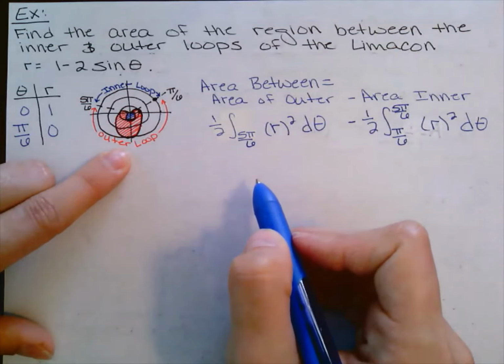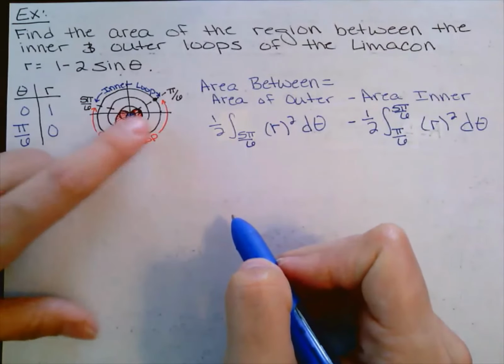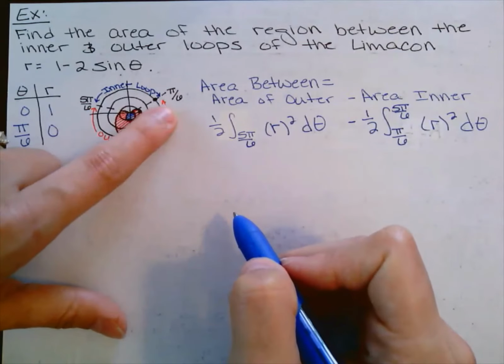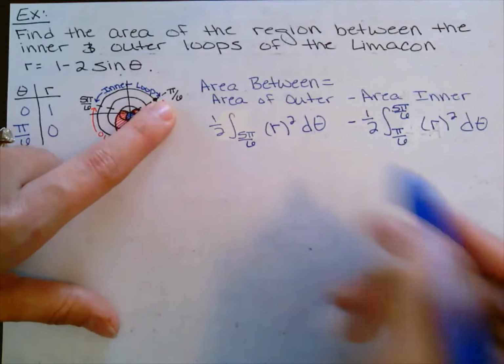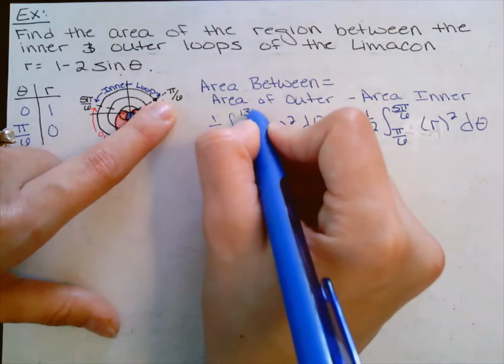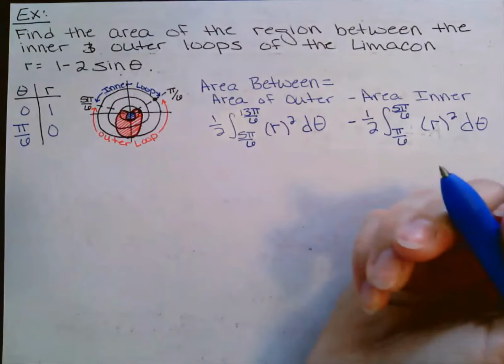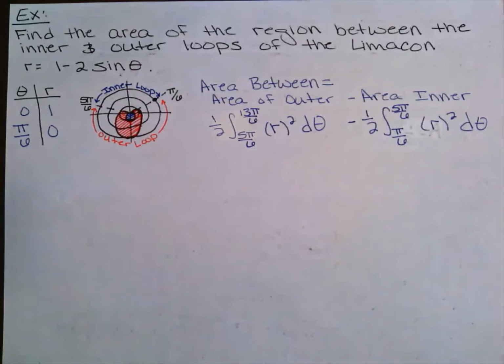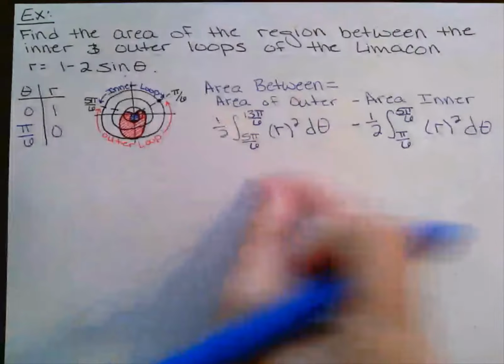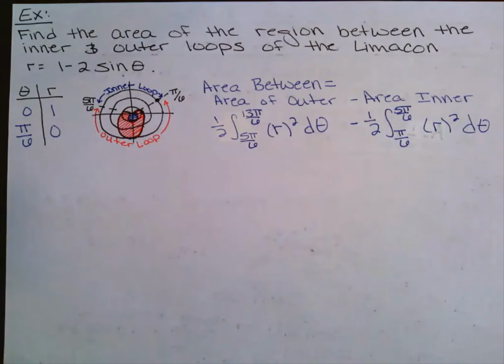So if I do pi over 6 plus the 2 pi that I've reached, plus the pi over 6, then when I add that together, I get 13 pi over 6. And I do that by getting a common denominator and adding them together. Okay, so I'm going to do one of these at a time, find their answer, and then go ahead and subtract.